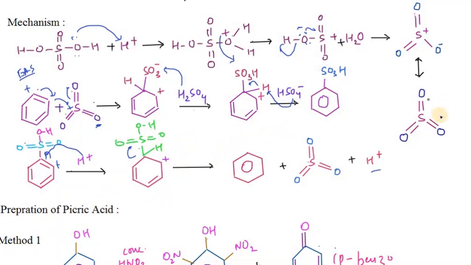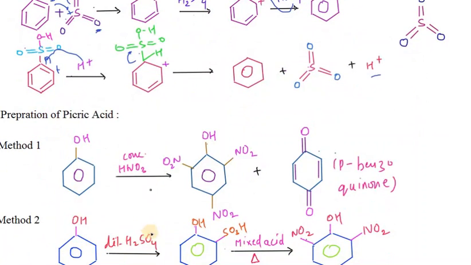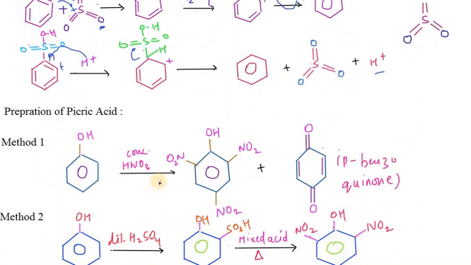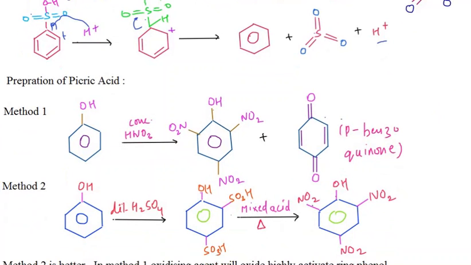So now we're going to look at the preparation of picric acid. When we have phenol with concentrated HNO3, it forms this nitro compound, and when this compound forms we will also get parabenzoquinone. So this is the picric acid.